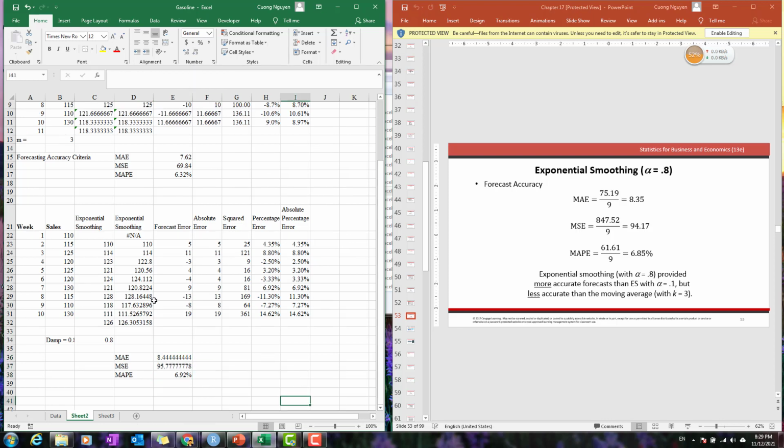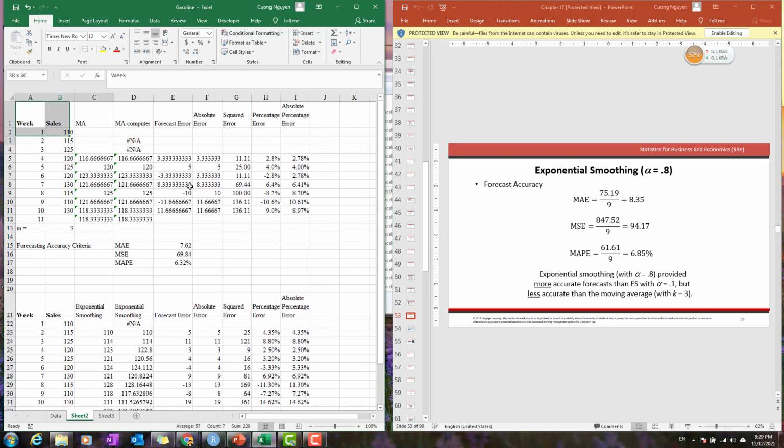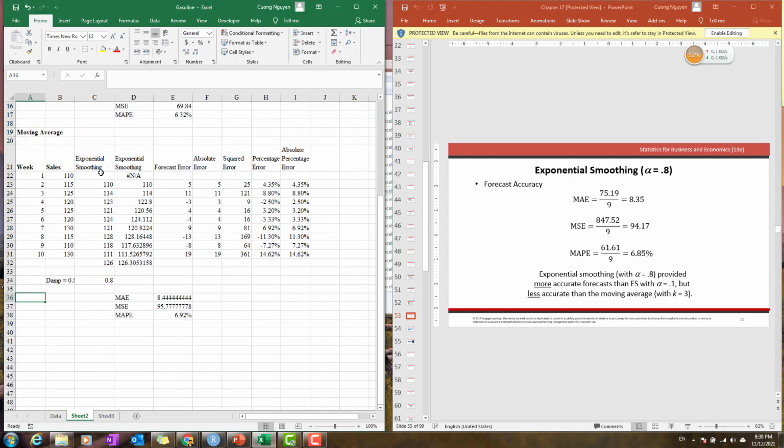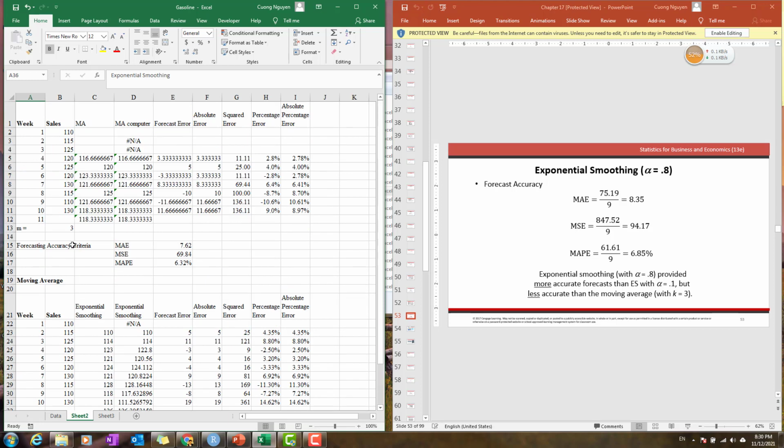Okay, and this is how I have demonstrated the way for you to do the moving average method for forecasting, and another way could be the exponential smoothing method on Excel, and how you can calculate the forecasting accuracy criteria.